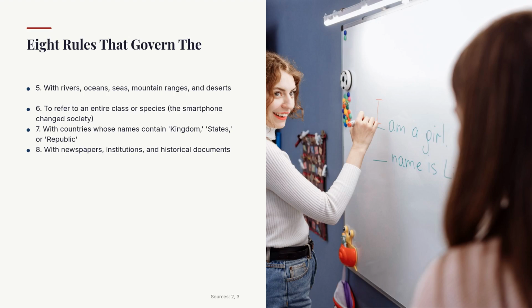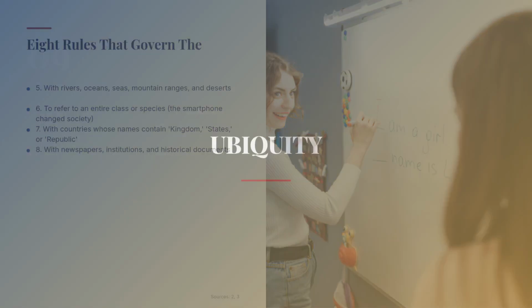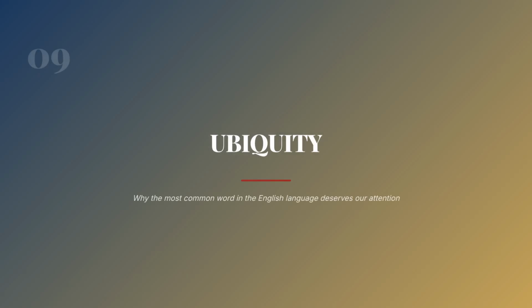Why the United States but not the Canada? Why the Thames but not the Lake Windermere? The answer lies in the hidden logic of proper nouns and the way English distinguishes between administrative entities and simple place names. We have examined the origins and the grammar.